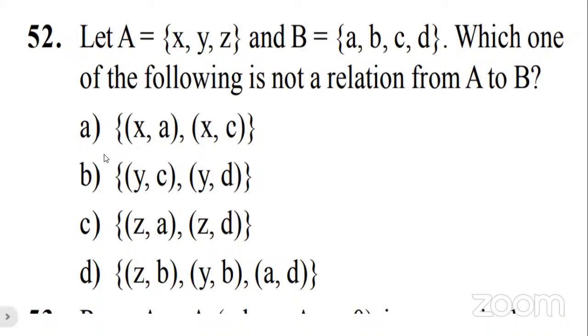Option A is XA and XC. Option B is YC and YD, ZA and ZD. Then option D is ZB, YB and AD.